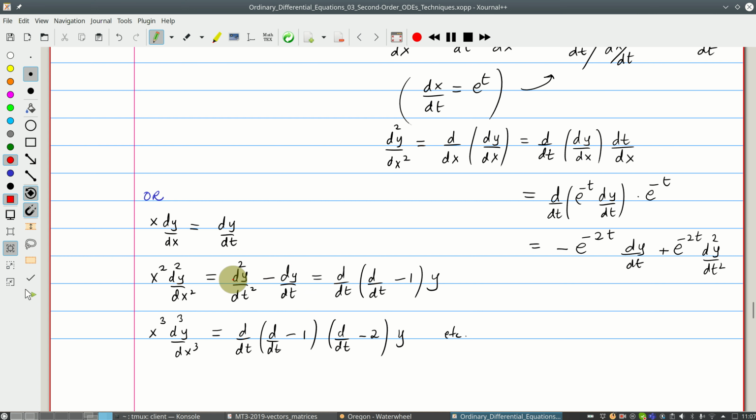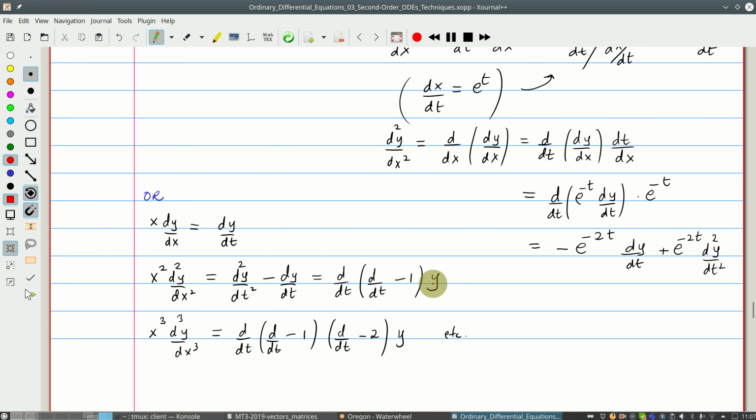And you know, we have gone from something which had a function multiplying the derivative to something which has only constants multiplying the derivative. Or you can write it in this form too. Similarly, for the third derivative, x cubed times d3y by dx cubed is given like this. It's just simply a generalization of this formula.